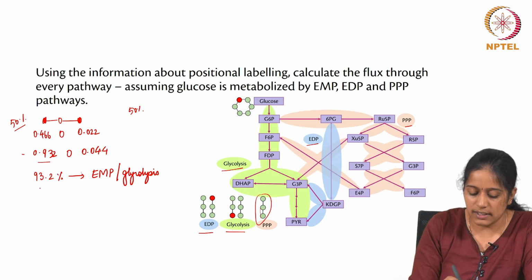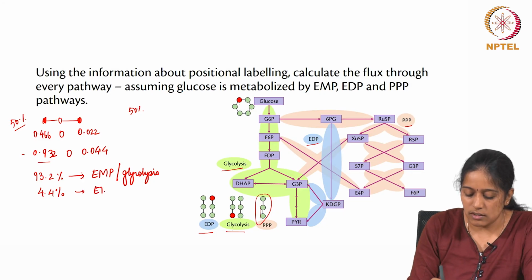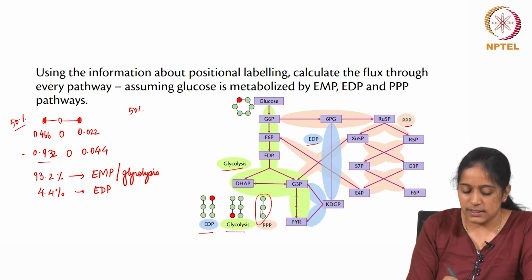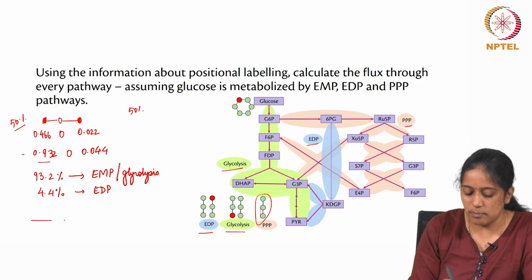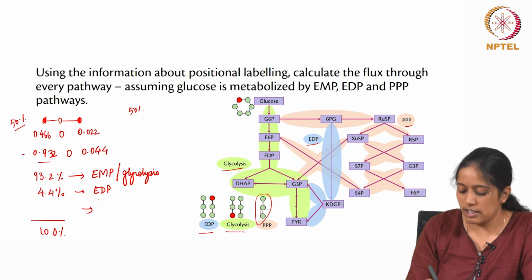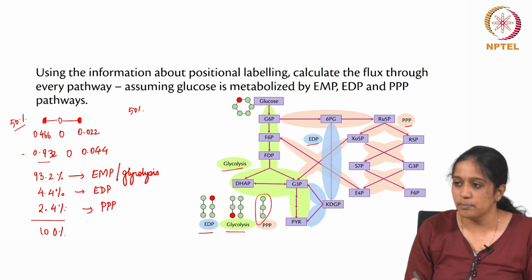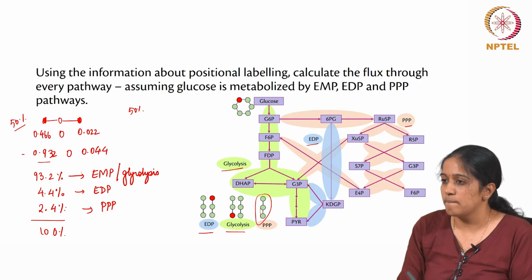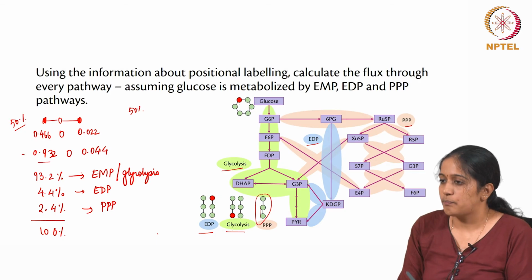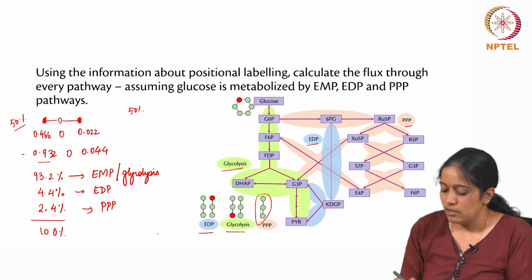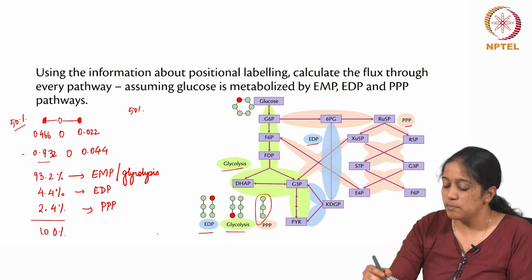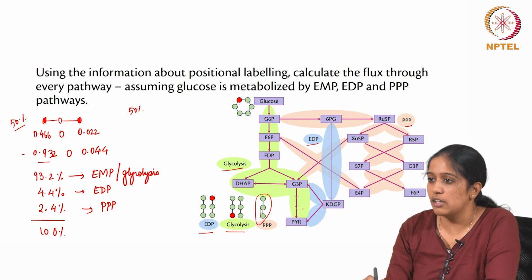In this case we can say that 4.4% was through EDP, but since the total has to be 100%, the rest should have been via the pentose phosphate pathway. So, this basically corresponds to 2.4%. Yes. So, it is just a matter of our own understanding, right, which is first and which is third. How will you decide which pathway is which? That is because of the enzymes that act in glycolysis.